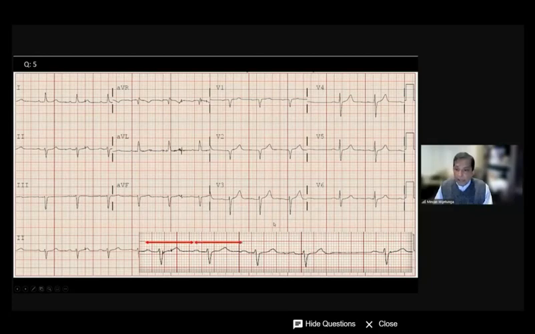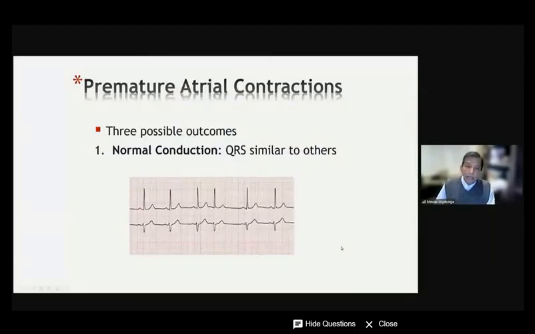So you can see it's a non-compensatory pause again, because the gap between the P and P here, encompassing the PAC, is less than twice the P to P interval. Non-compensatory means it's less than twice the P to P interval. So what we learned so far is this. Premature atrial contractions can have three possible outcomes. They can conduct just like anything else. Anybody can recognize this. Some beat comes early, there's a P wave and it conducts just like normal. So just one extra beat.